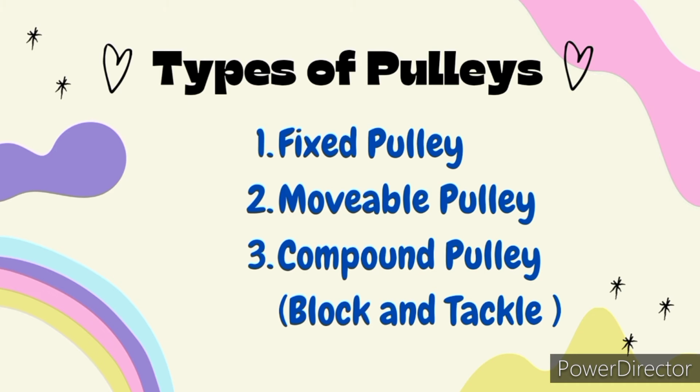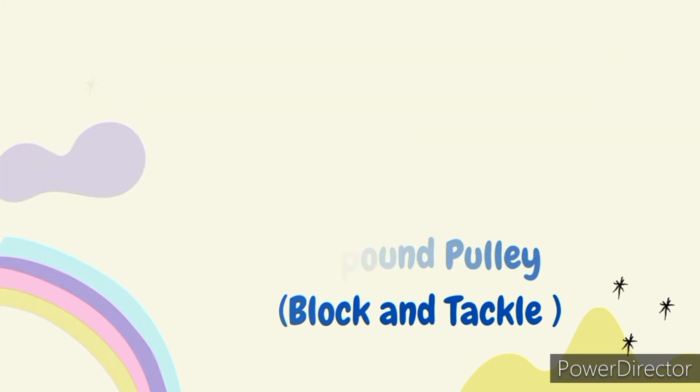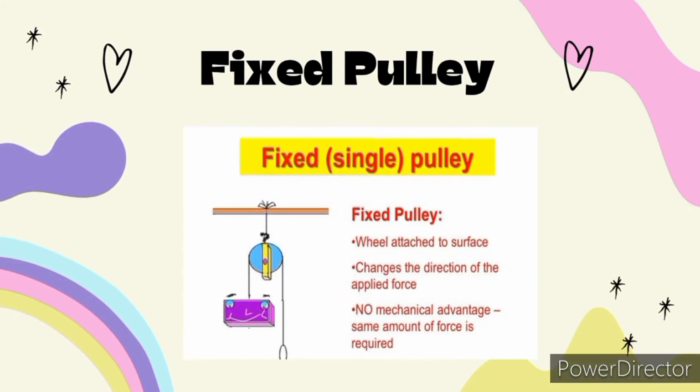So let's look at these pulleys one after the other. When you say fixed pulley, it is a single pulley. Now what are the features of a fixed pulley? In a fixed pulley, the wheel is attached to a surface. One thing you must know is that a fixed pulley is the most basic pulley. It consists of one pulley attached to a permanent location. So you see, permanent means it is fixed, it is not moving.